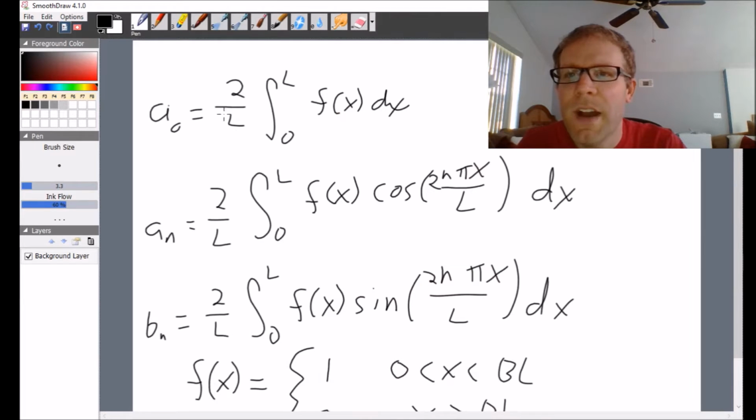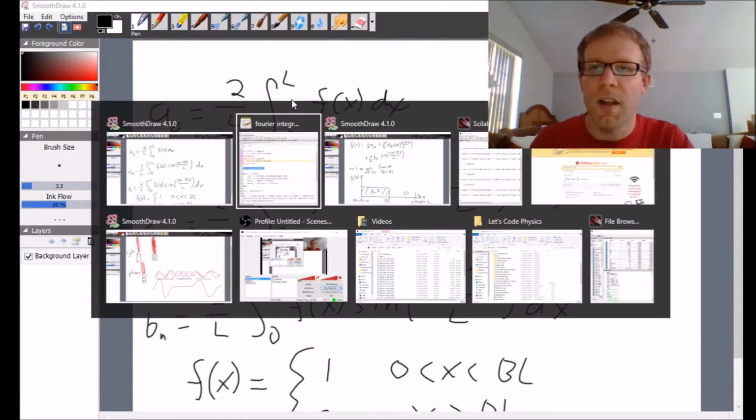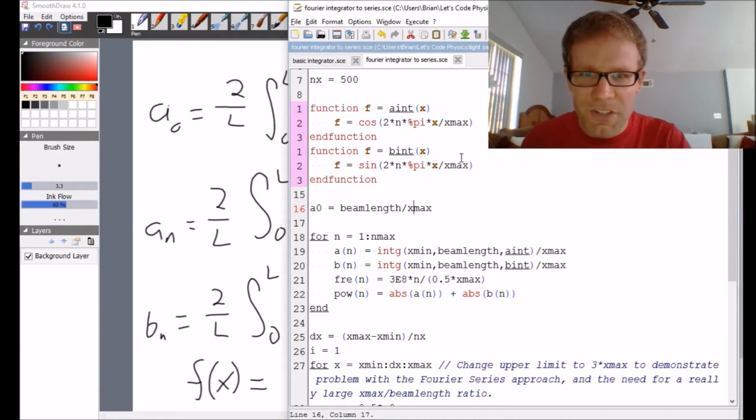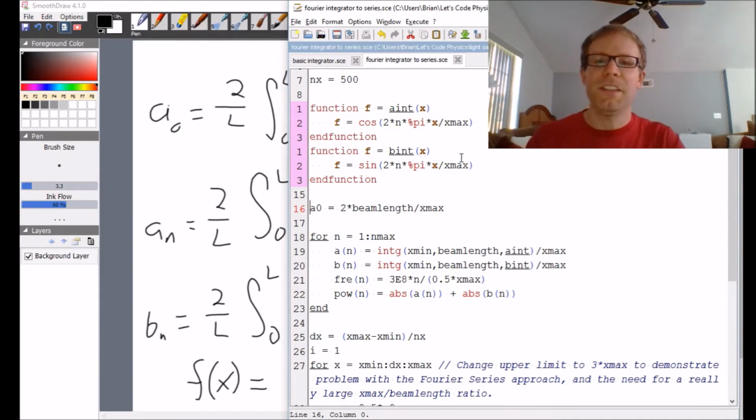And it's given by 2 divided by the length times the integral of this function. So this function is just 1 from 0 to the beam length. So that gives you a value of the beam length here. It's getting divided by x-max, and I did forget the 2, so I'm glad you are here to walk me through this to find my missing 2's.